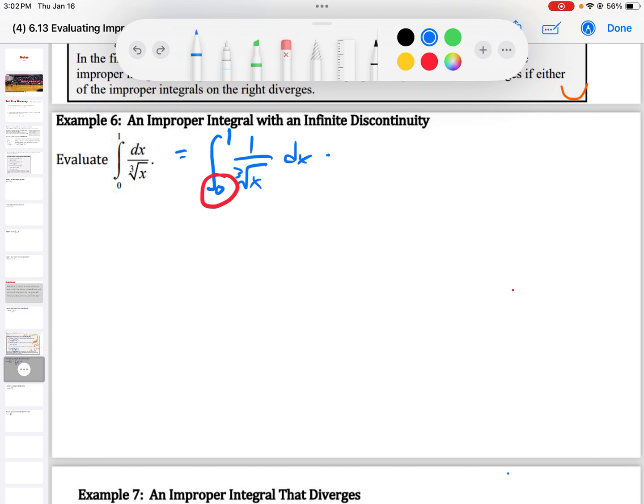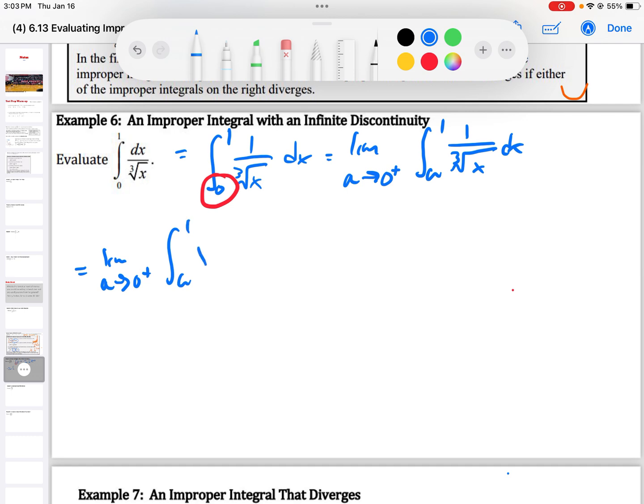So it's case number 2. I would say this integral is equal to the limit, and I'm going to say a because it's the lower one. On the notes it says c, but I'm just going to say a. As a approaches 0 from the right, of the integral from a to 1 of 1 over cube root of x dx. I'm going to solve this. I'm going to rewrite it as the limit as a goes to 0 from the right, integral from a to 1, x to the negative 1/3 dx.